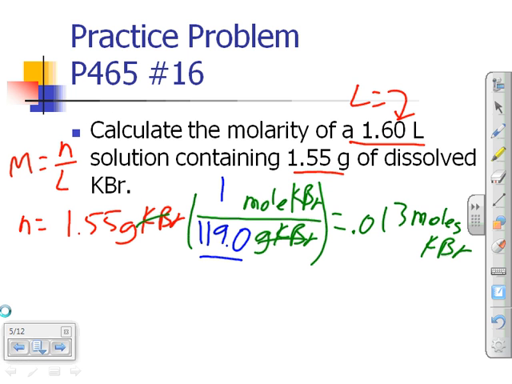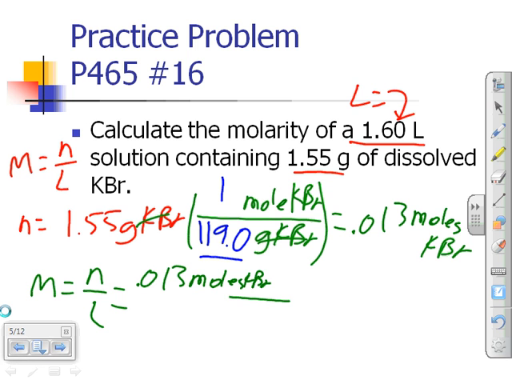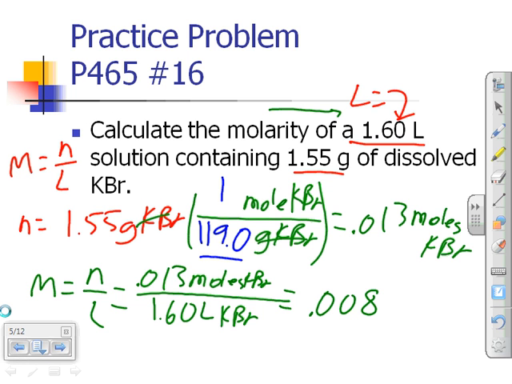Now we know what n is, we know what L is. Molarity is equal to n over L. It will be equal to 0.013 moles KBr over our liters, 1.60 liters. And we will end up with 0.0081 molar for our answer. We need the units of capital M, molarity. And that's how we do these problems, calculating the molarity of a solution.